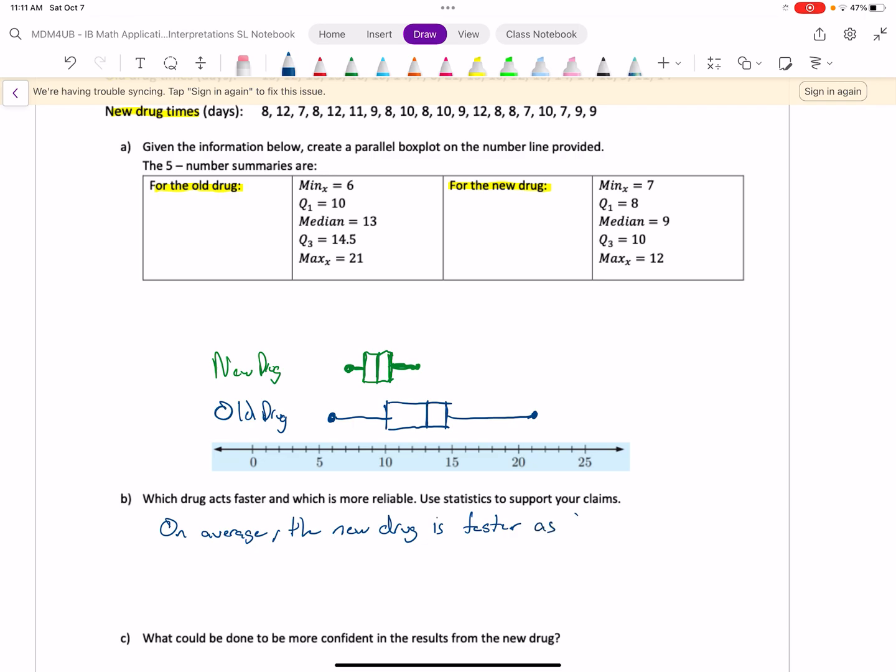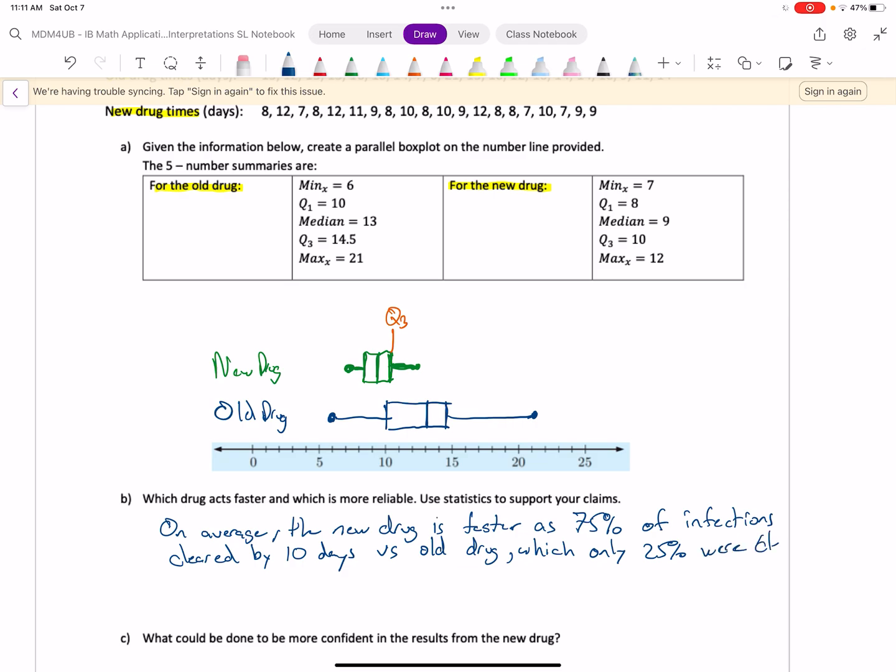as 75%. So when I look at 75%, I'm talking about Q3. 75% of the infections cleared by 10 days versus the old drug, which only 25% were cleared in 10 days. So that's a pretty convincing argument to give.